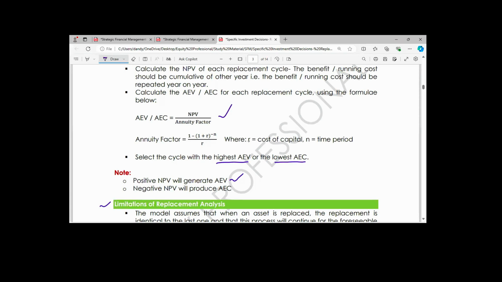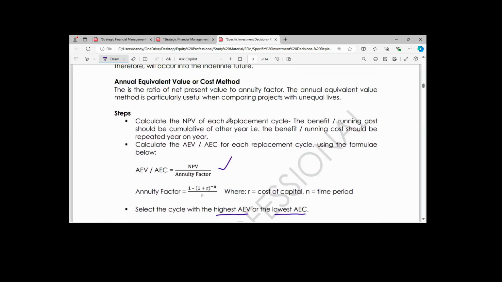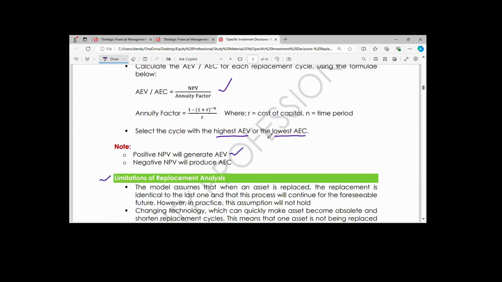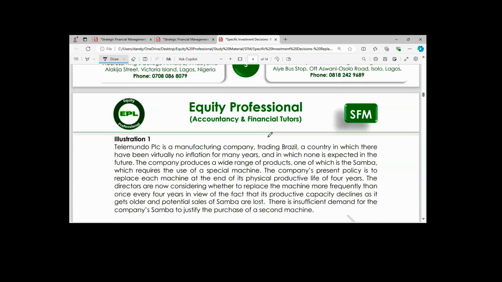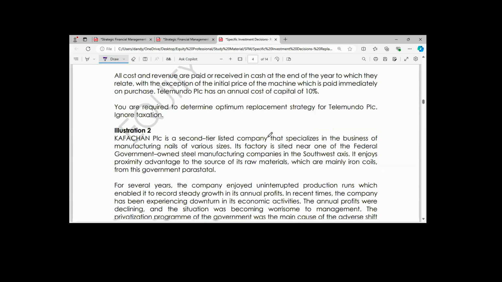Okay, so these are the things you need to take into consideration whenever you want to determine a replacement strategy to be adopted. So at this point, without wasting more time, let's have illustrations. I will stop sharing this and move to the working notes. Before that, let me know if you have any question.